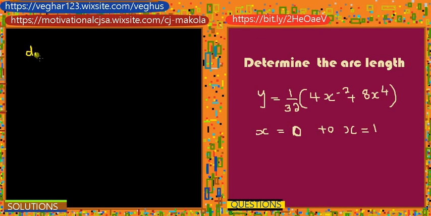So we'll say dy over dx. You start by deriving, this is the first step, and then deriving this, 1 over 32 is a constant. Then deriving those, you'll multiply the 4 by -2, we'll have -8 here, and then you'll add -1 on top, you'll have -3, plus here you'll multiply this one, you'll have 32, and then by subtracting the power of 4 you'll have 3 here.